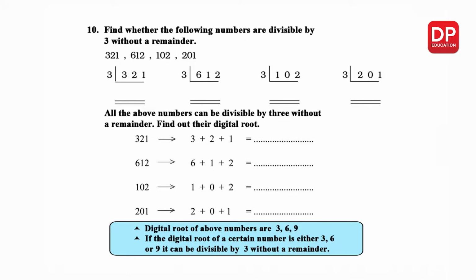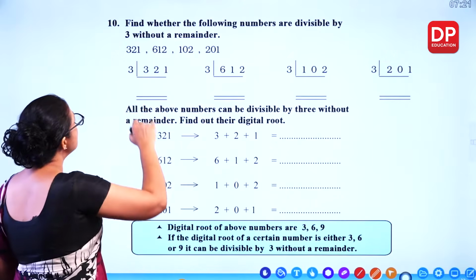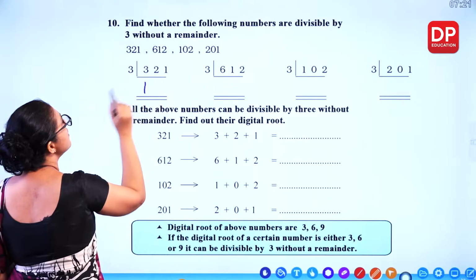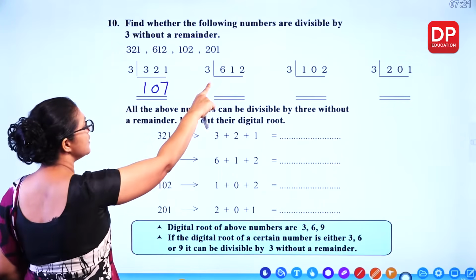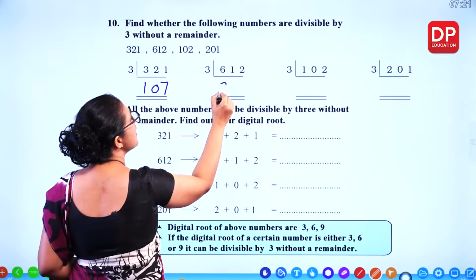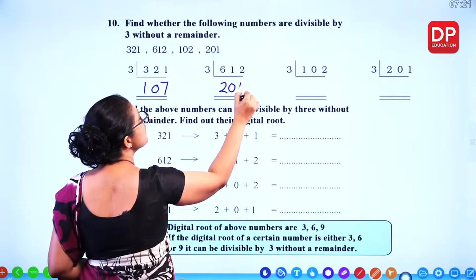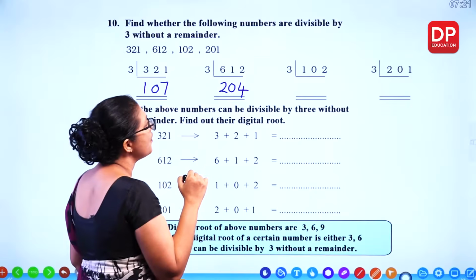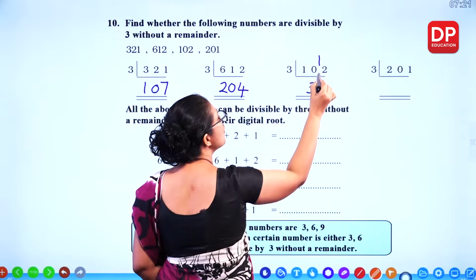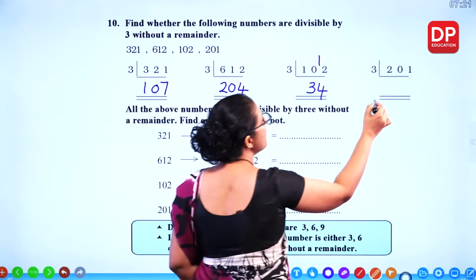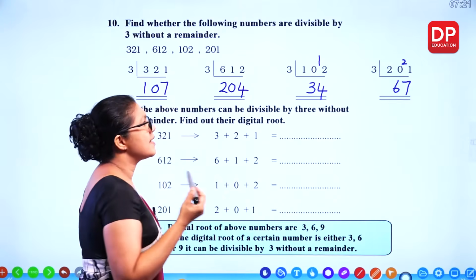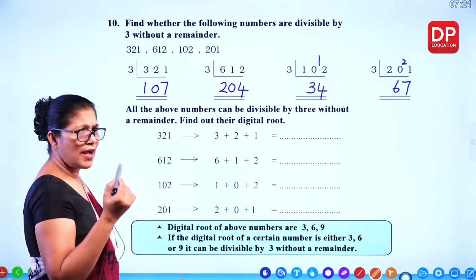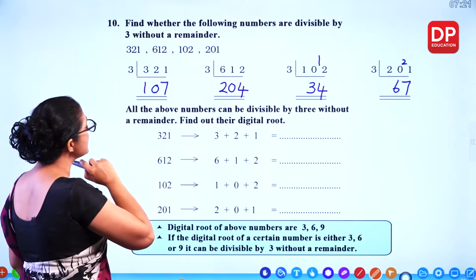Find whether the following numbers are divisible by 3 without a remainder. Now we'll check out these numbers. We'll divide by 3. 3 times 7, 21. So it's divisible. 612 divide by 3. You get 204. 3 times 4, 12. 102. 3 times 34. 201. This is 3 times 67. That's divisible by 3. Now we'll find out the digital root of all these numbers and see.